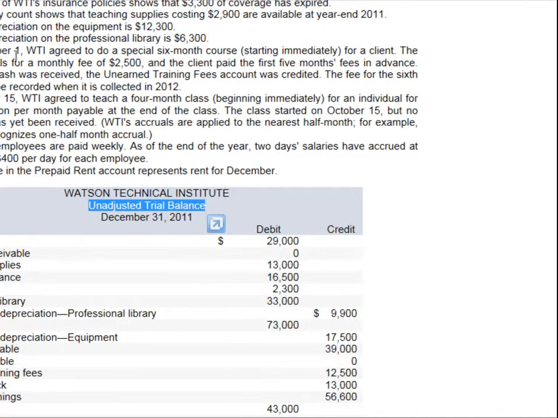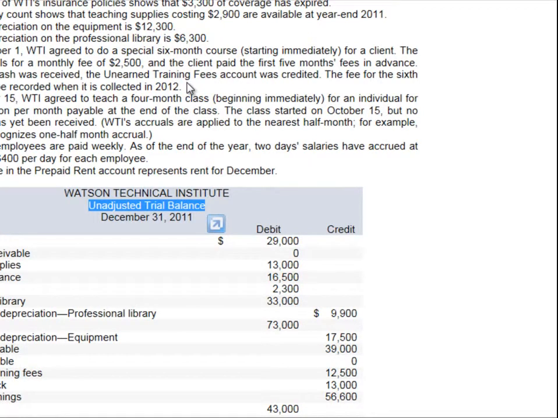E, on November 1st, WTI agreed to do a special 6-month course starting immediately for a client. The contract calls for a monthly fee of $2,500, and they paid the first 5 months' fees in advance. When the cash was initially received, the unearned training fees account was credited. So unearned, that's a liability. The fee for the 6th month will be recorded when it's collected in 2012.